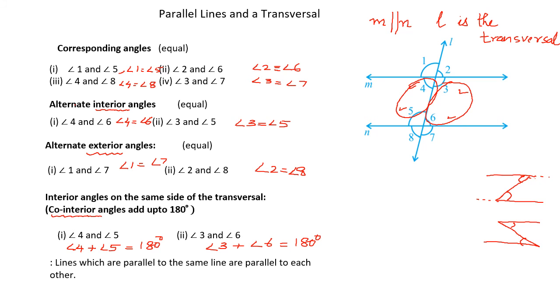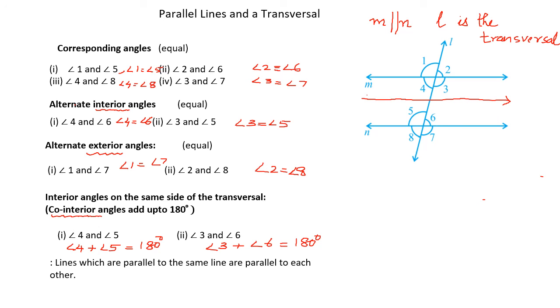Okay. Now, there is one more thing. Lines which are parallel to the same line are parallel to each other. Now, we have two lines here, M and N. Now, if I draw a line in between M and N, if I draw a line here, we'll name it using small letters, line P.